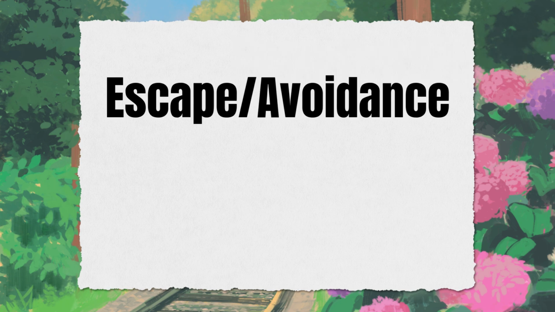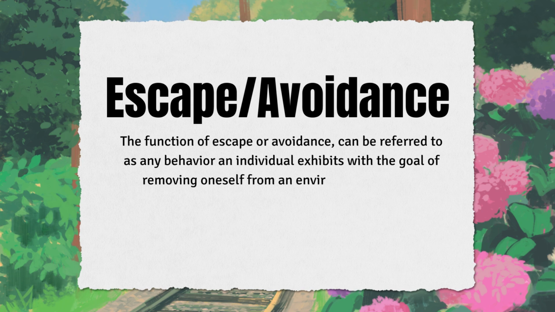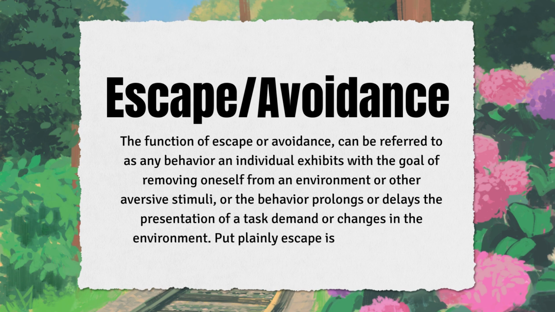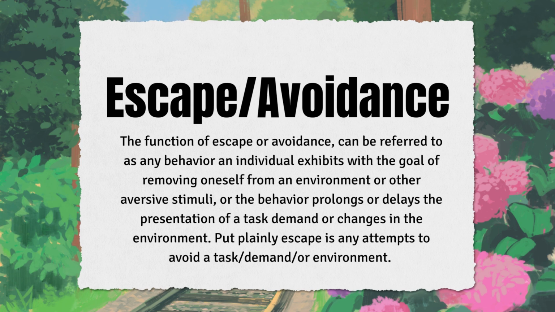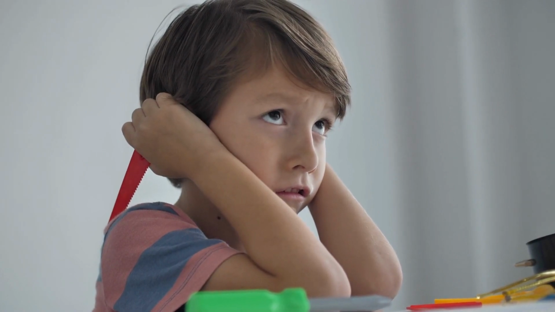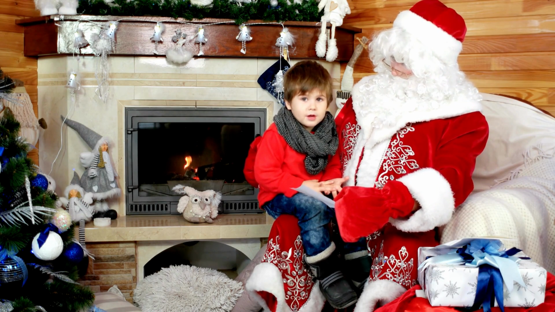All right, number 3. Escape, also referred to as avoidance. The function of escape or avoidance can be referred to as any behavior an individual exhibits with the goal of removing themselves from an environment or an aversive situation. Or the behavior prolongs or even delays the presentation of a task or demand or changes in the environment. Very plainly, escape is any attempt to avoid a task, demand, or environment. This can be property destruction to be removed from a classroom, or a child screaming while sitting on Santa's lap, so mom will pick her up.